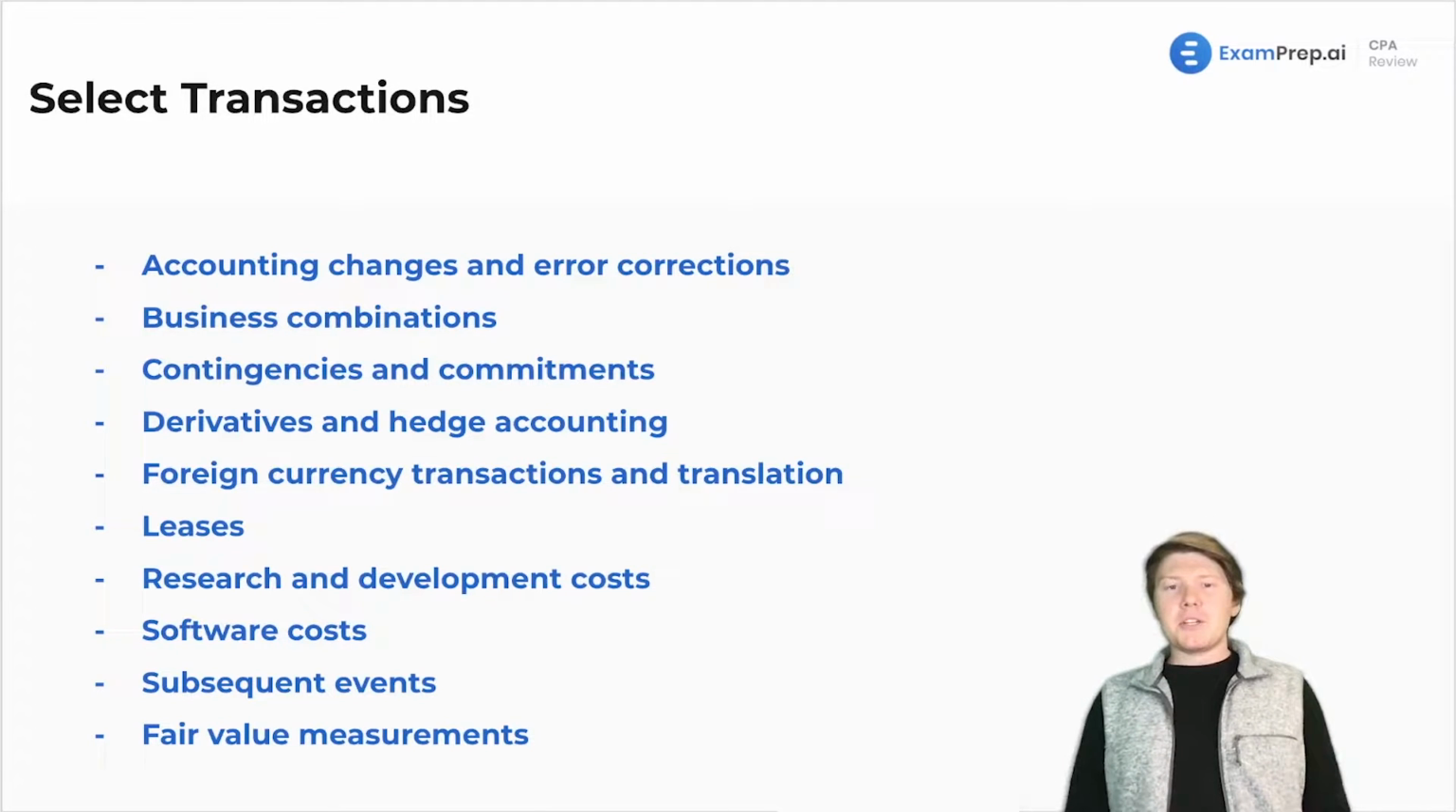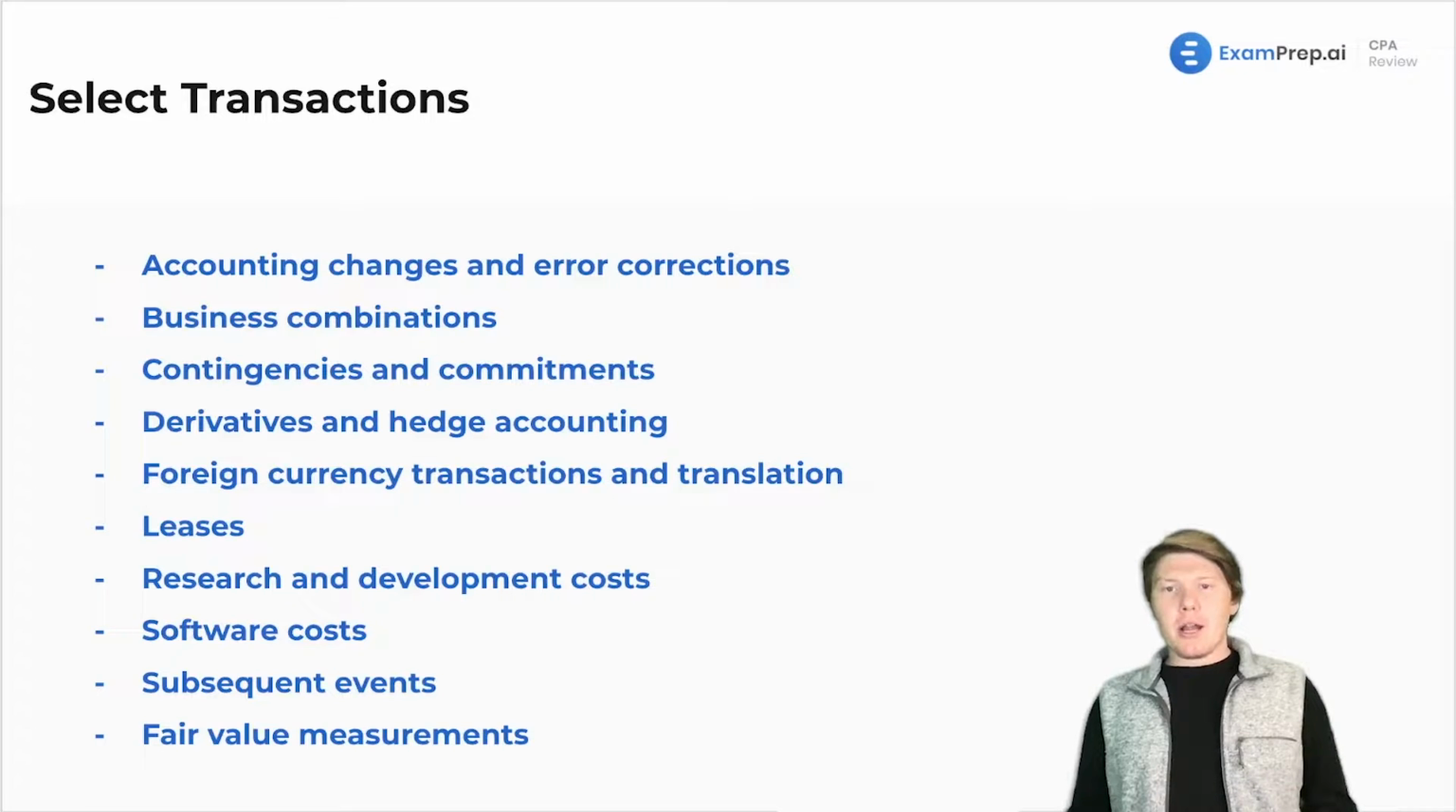What a big section we've got here. Select transactions. Well, we've seen our balance sheet, income statement accounts. We've seen the core accounting accounts. These are more transactions that are specialized, customized, that dive deeper into those specific accounts.